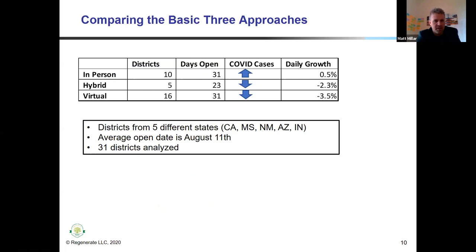Let me explain what's going on on the right there. We've got 31 districts, 10 that opened in person, 5 that were hybrid, and 16 that were virtual. The second column means how many days they've been open when we collected this data, on average, for those districts. The third column is whether COVID cases in those counties have gone up or down since school reopened. And the last column is by how much. Now you'll note there is a difference in daily growth, but this is not a controlled experiment, so we weren't able to isolate school reopening from other factors. But you do see that in-person county growth is higher than hybrid and virtual. We can't really conclude anything definite from that. We're going to look at some more detailed data in a second. Next slide.